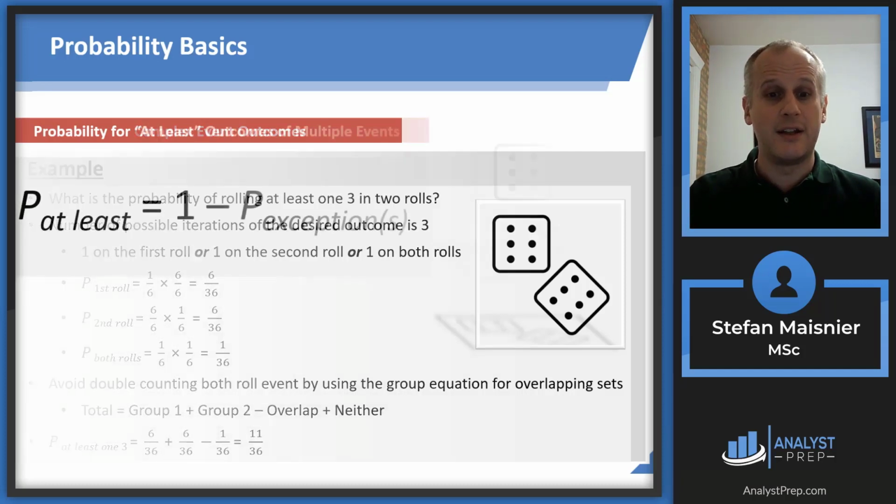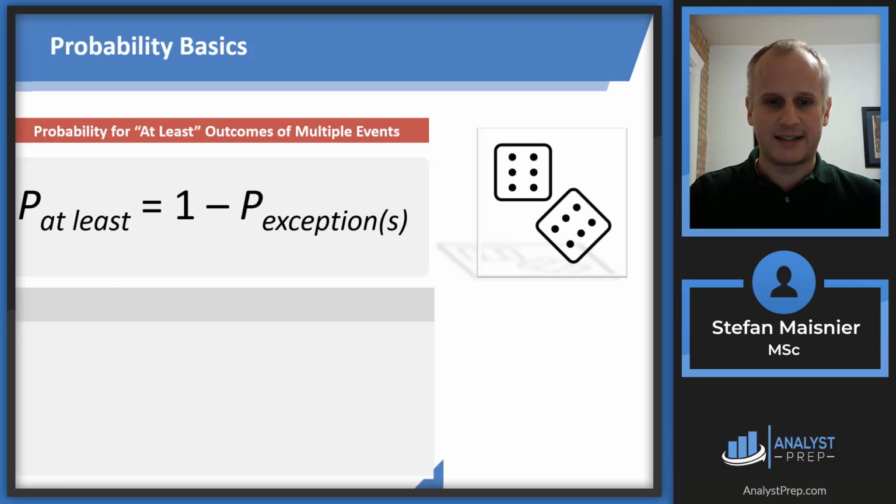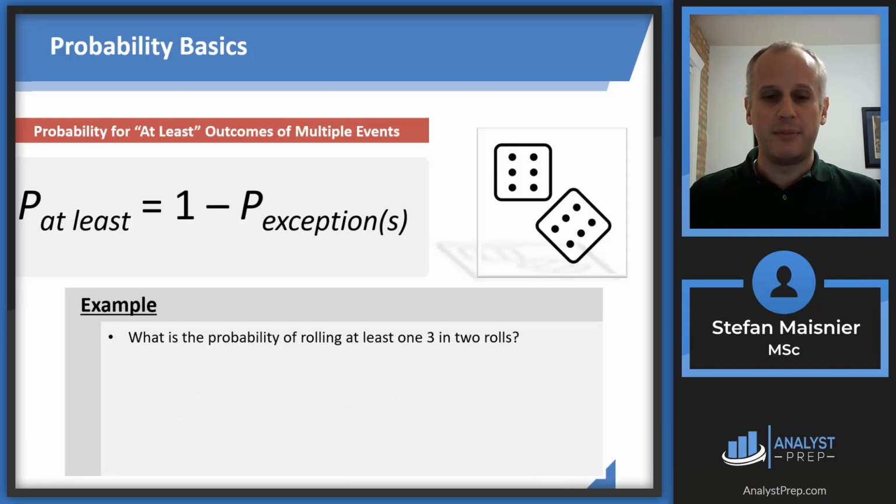Now, there is another way to work through that scenario that's a little bit more straightforward, and that's our at least probability. An at least probability is going to be equal to 1 minus the exception or exceptions probability. So we're going to revisit the exact same scenario. What is the probability of rolling at least 1 three in those 2 rolls of the 6-sided dice?